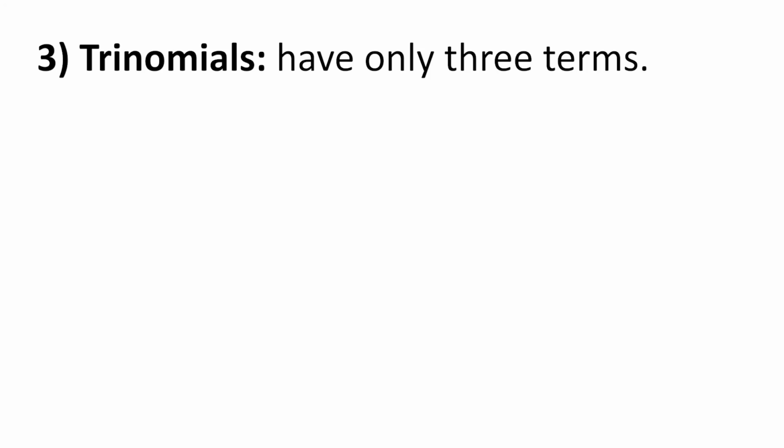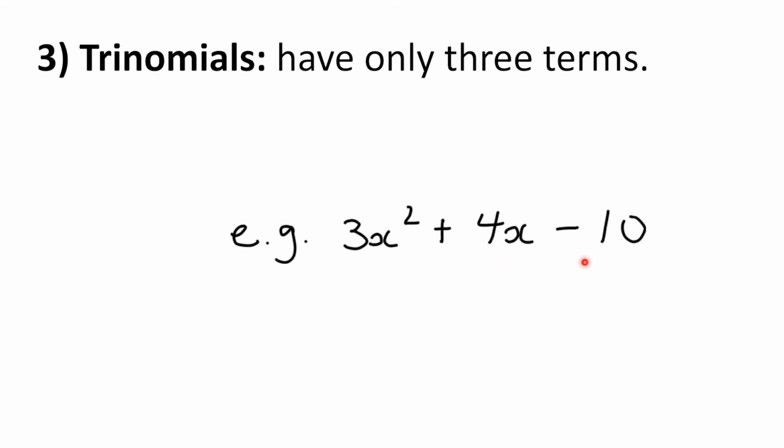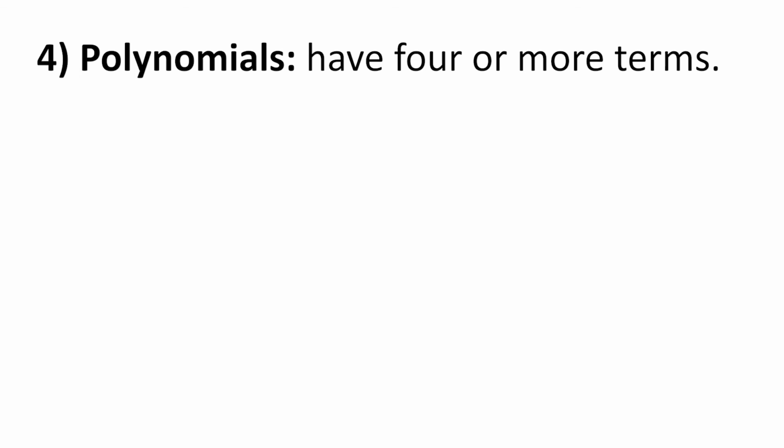Then we have polynomials that have three terms, and we call these trinomials. Think of a tricycle, 3 wheels. In this case, 3 terms. An example of a trinomial is 3x squared plus 4x minus 10. Again, one term, two terms, three terms. Remember that subtraction goes with the 10. So the third term is negative 10, not positive 10. Now, if we have a polynomial that's 4 or more terms, we usually just call it a polynomial. It doesn't really get a special name.